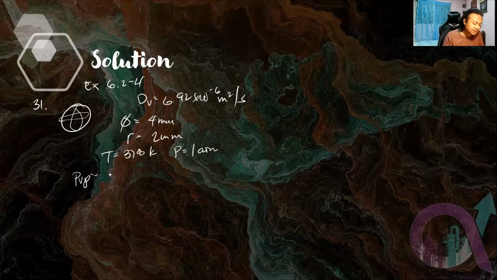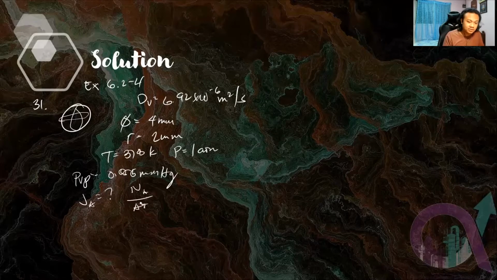PVP is 0.5, it did not reach 1 mmHg, no? And then we are to find the flux. Okay, so JA is equal to NA over A over T. Okay, so let's outline what equation we will use.